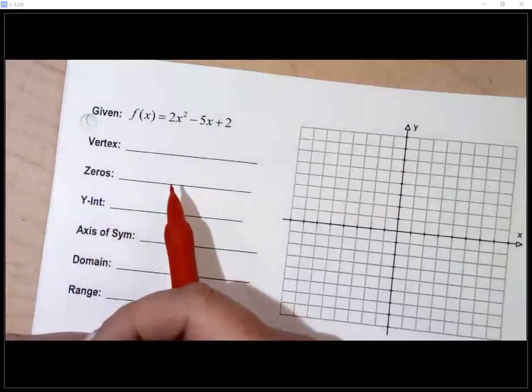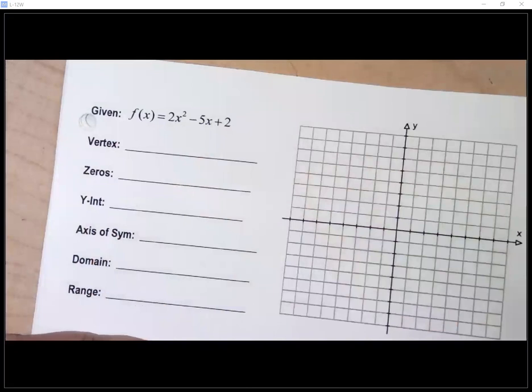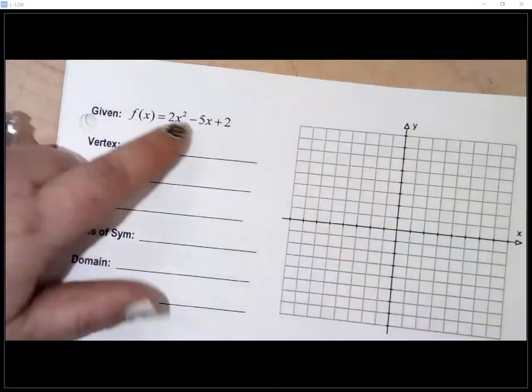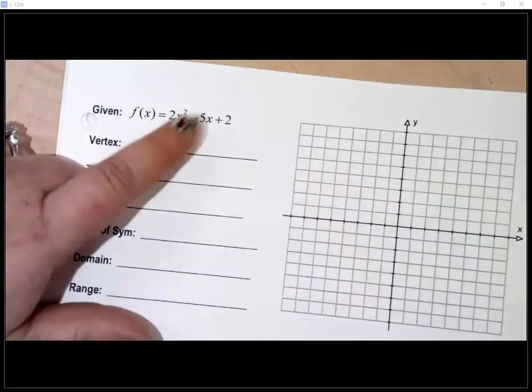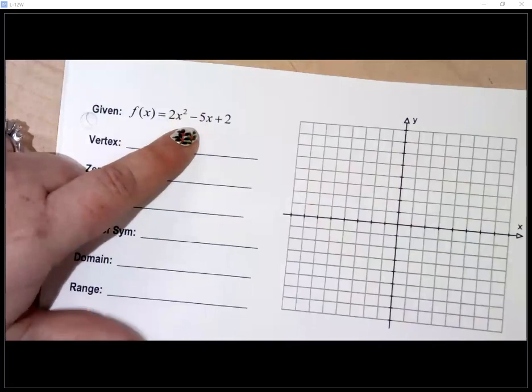But we have a better way now. We can rewrite this in vertex form, and then I can just look at the equation and know what it is. So take a moment and rewrite that into vertex form. I'm going to do mine down below so I have a little bit of room.